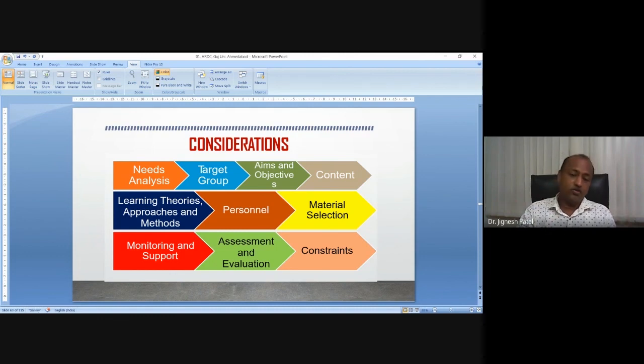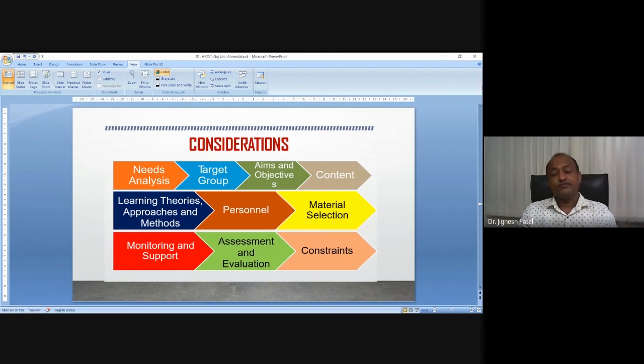Then we have to think about framing the curriculum. If we are not able to analyze the need, then what we think that we put in a curriculum. But if we analyze the need, then definitely we can go to the society, go to the stakeholders and perform that very well.